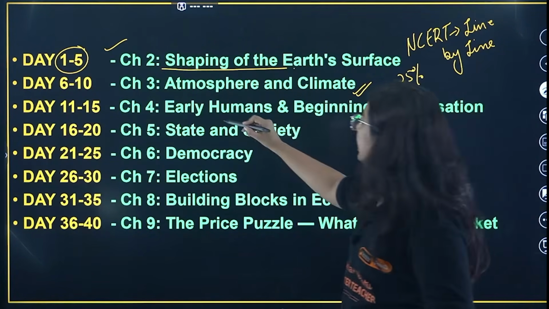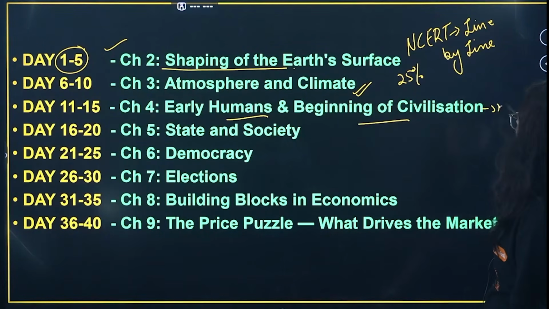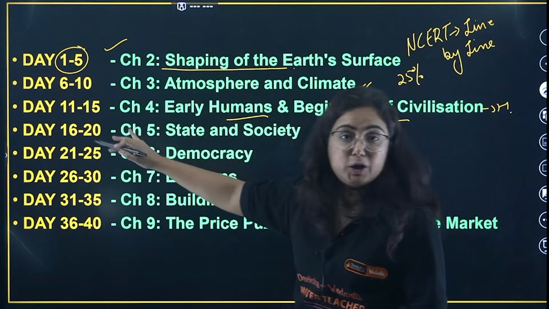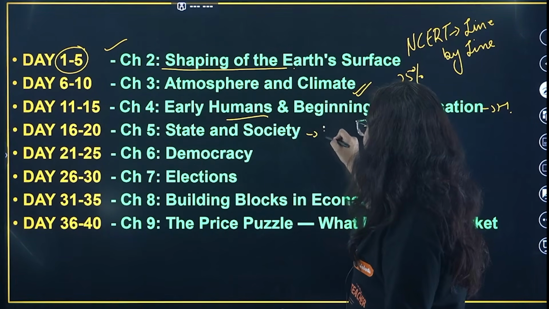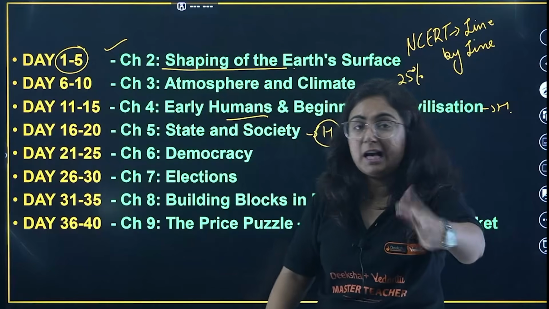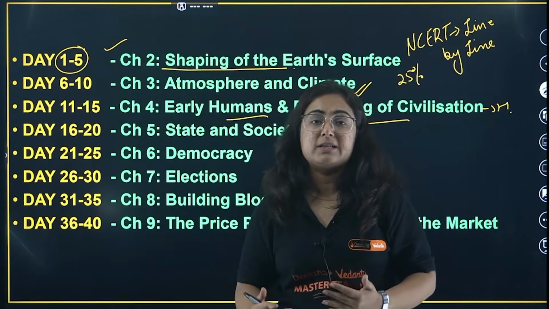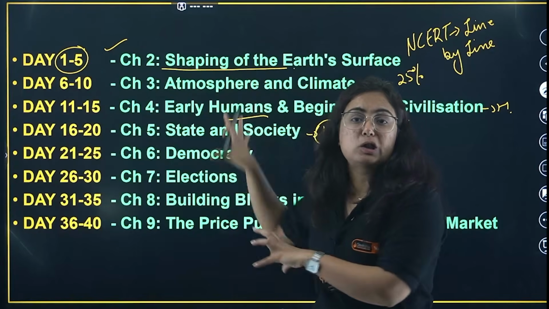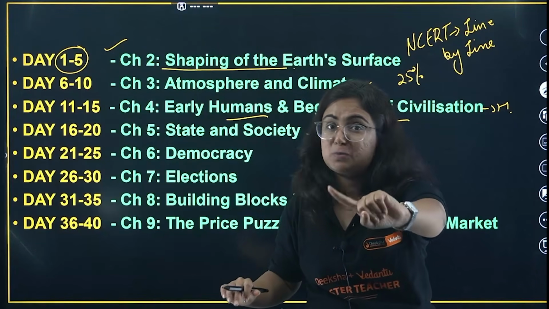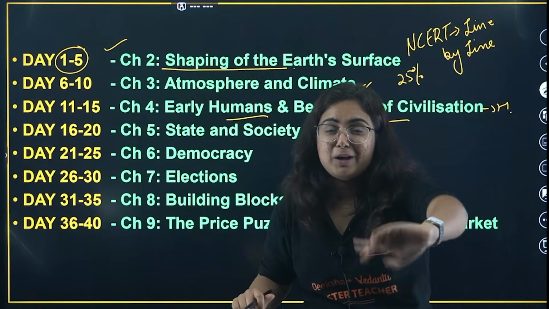Let's move to the next one. Early humans and beginning of civilization, history, from day 11 to 15, and then move to the second chapter of history. If you feel that, beta, it is getting repeated again, geography, then history and history, you can rearrange those chapters according to your will and wish, but please don't increase the days. We don't have the days.